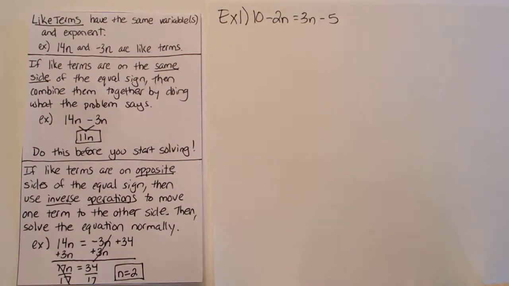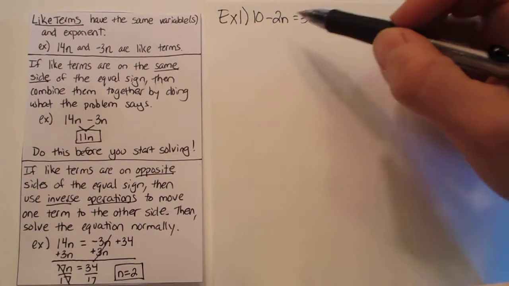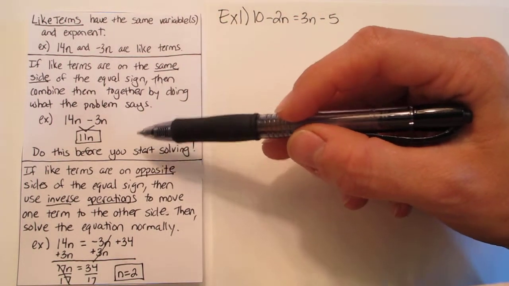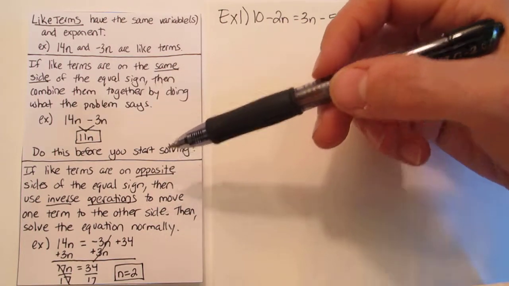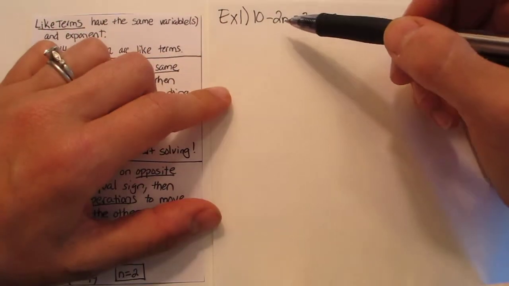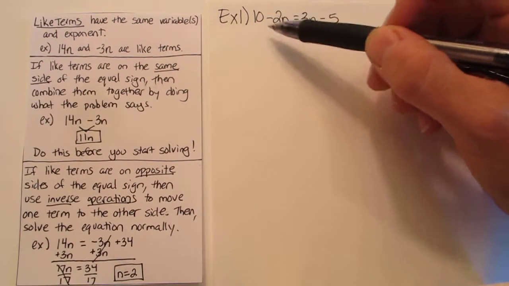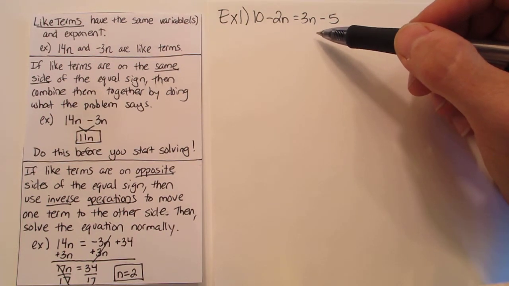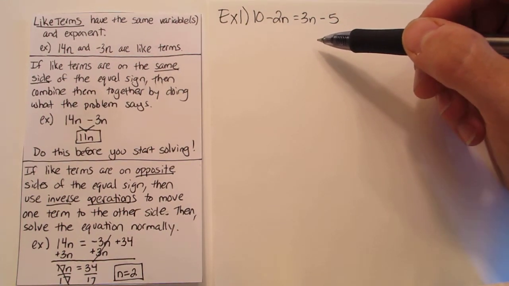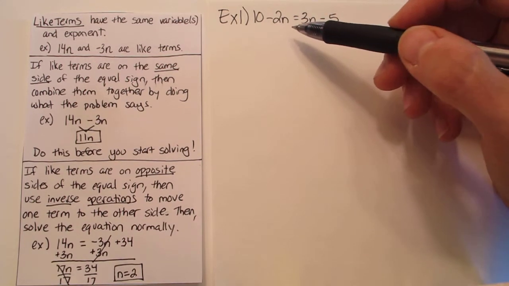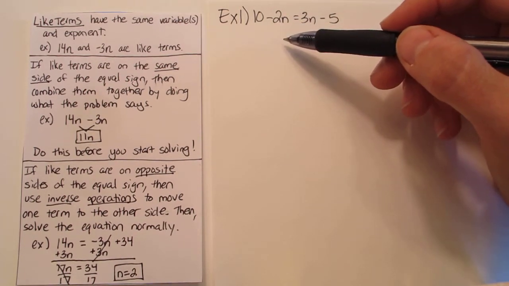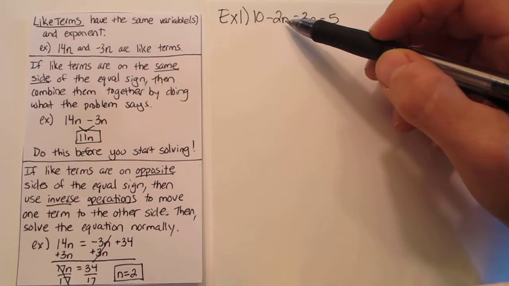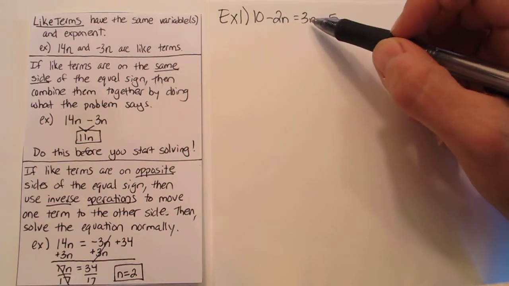So let's go ahead and look at example 1. I have like terms on opposite sides of the equal sign, so I can't combine them together. I have to use inverse operations. And so you have a choice. Basically, I need to either move this negative 2n or I need to move the 3n. I've got to move one of them. And it doesn't matter. You'll get the same answer either way. I will give you a hint, which is that if you move the smallest one, you'll normally end up with fewer negatives. So in this case, the smaller one is negative 2n because negative 2 is much smaller than 3.